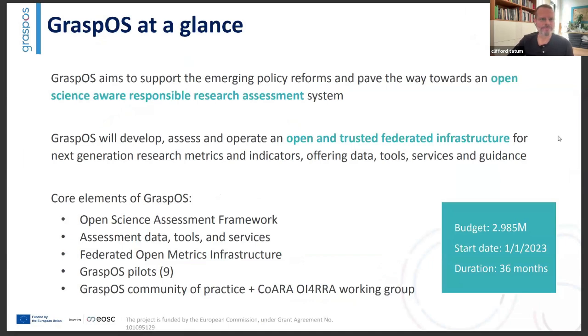Next slide, please. Thank you. So I think Lottie mentioned most of this, but I will just go through the core components of the project. One is the Open Science Assessment Framework, which we will be discussing today. The other is producing assessment data, tools, and services that will be used by the pilots, but as a way to make them available to the public. And these resources will benefit from this federated open metrics infrastructure. The GraspOS pilots are the next dimension. And finally, as I mentioned, we spend some time and effort in engaging the community of practice. And joining this community of practice is this core working group on open infrastructure for responsible research assessment.